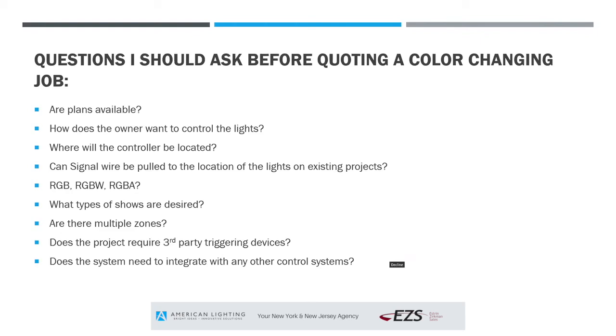Do I have to integrate with an existing DMX control system? If you're doing a theater project, or maybe a school auditorium, maybe a church, a lot of churches already have DMX. Do we need to integrate with their system? We need to know that stuff so that we can either include controls or not include controls, or include a control system that can integrate with that. So there are lots of different questions that you want to ask with these color changing applications in DMX.